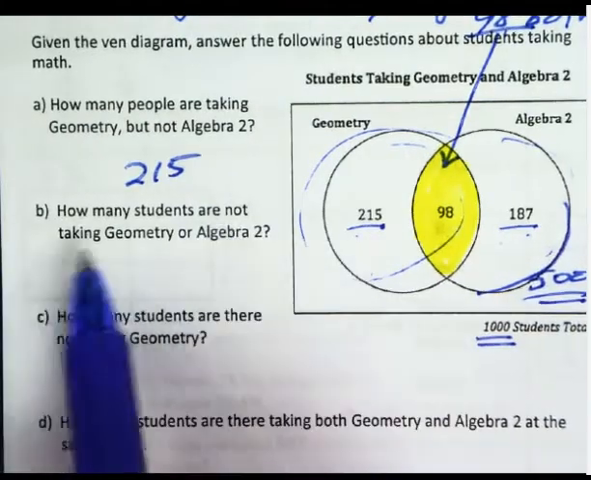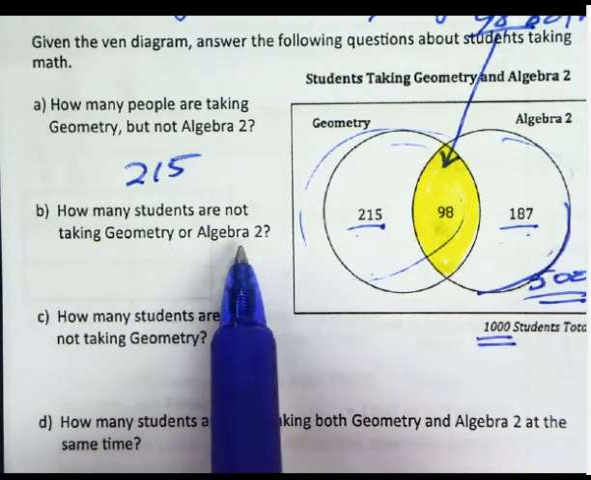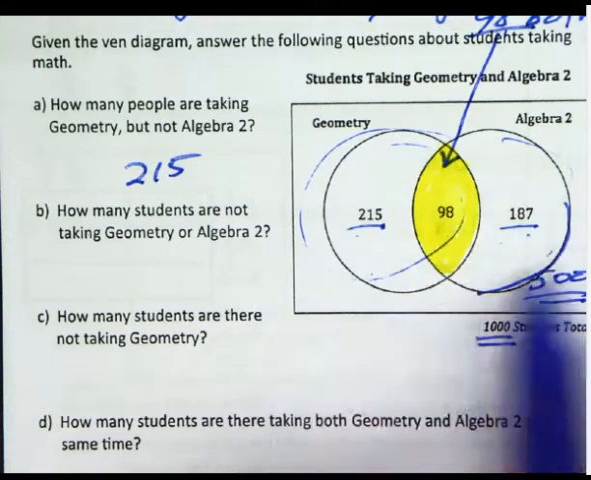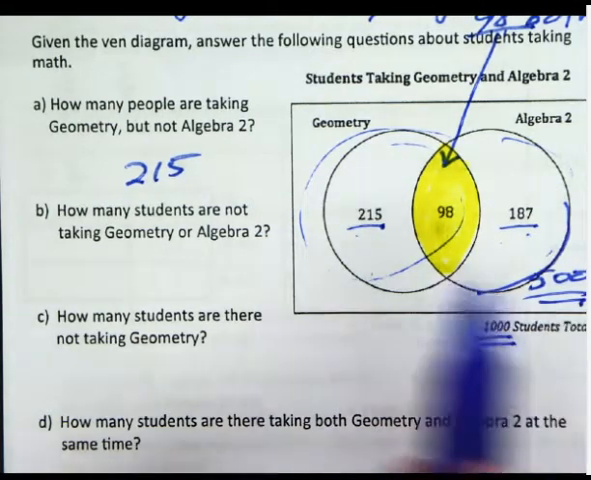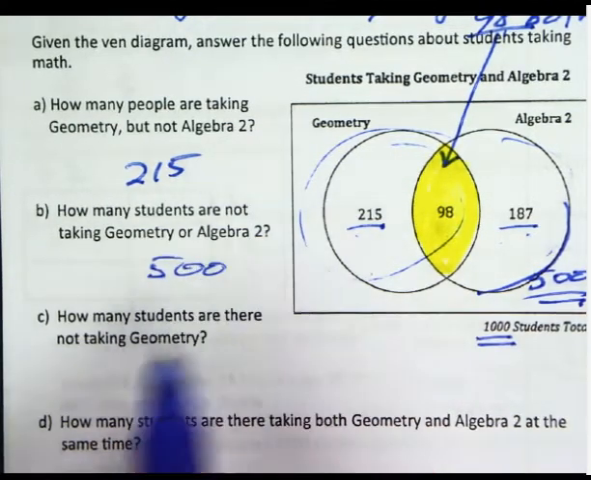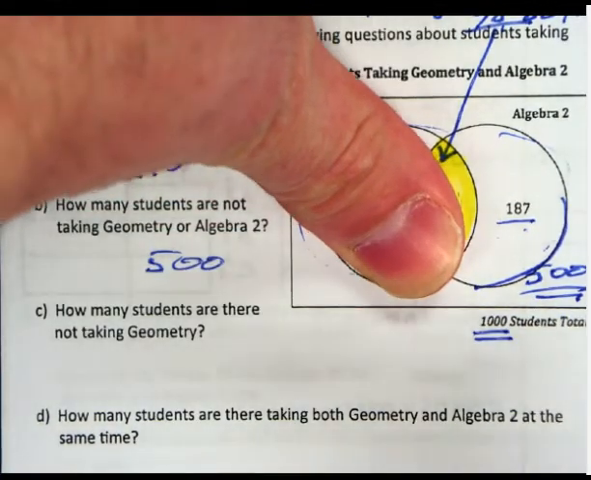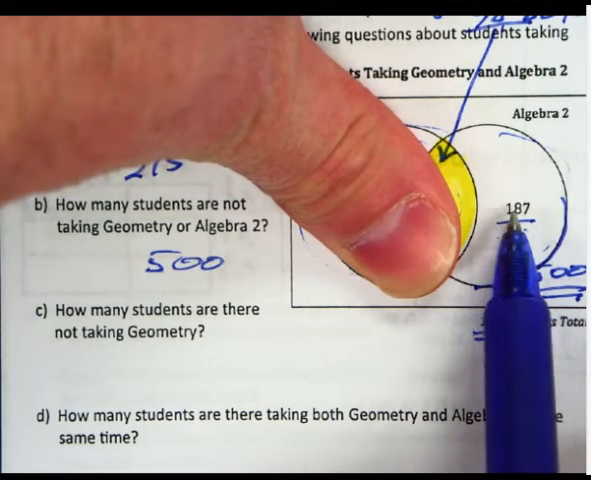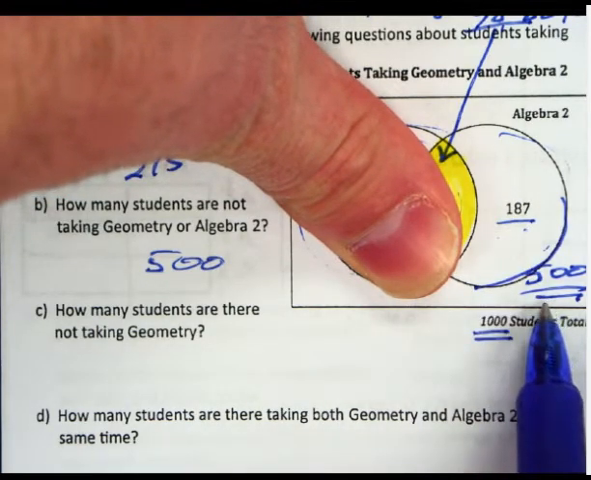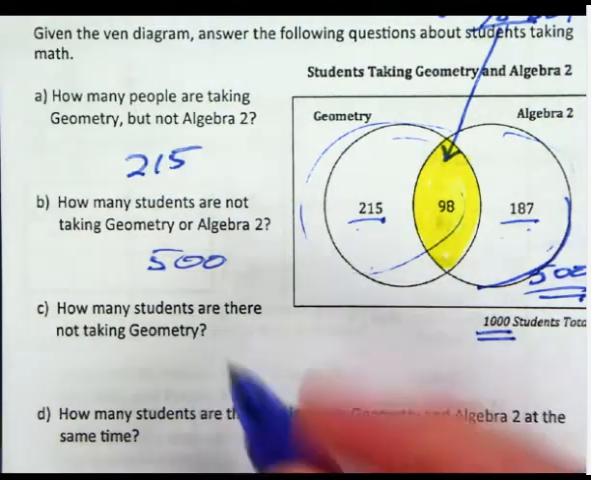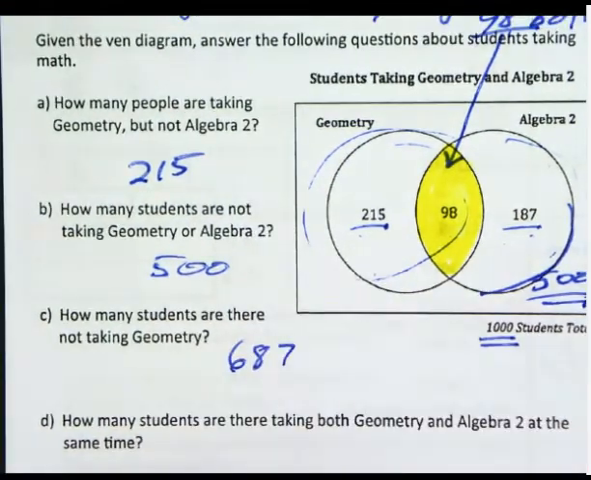How many students are not taking geometry or algebra 2? Well, they can't be in here or in here. Well, that's that 500 sitting on the outside. So that's 500. How many students are there not taking geometry? Well, geometry's, I got to cover those up. That's 187. Those kids are not taking geometry, but there's also another 500 on the outside. 187 plus 500 is 687 are not taking geometry. They're taking algebra 2 and something else.